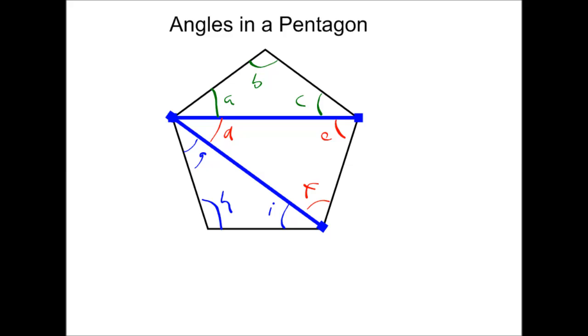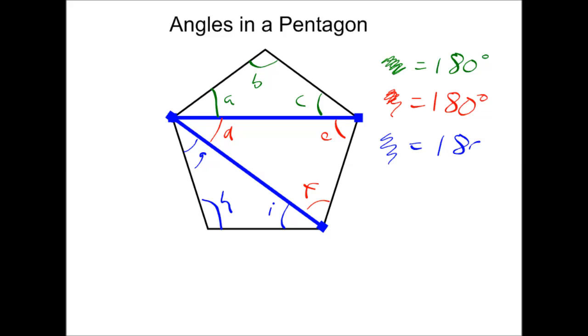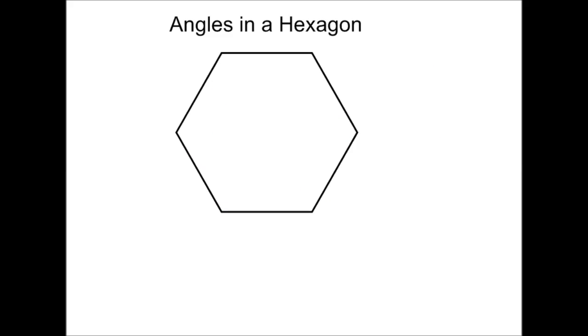I won't write it all out this time, but what we'll say is, if we take the greens, they equal 180. If we take all the reds, they also equal 180. If we take all of the blues, 180 again. So we add those three together, and what we end up with is 540 degrees. Now we could go through all of the types of polygon, but I'll just quickly show you the method.